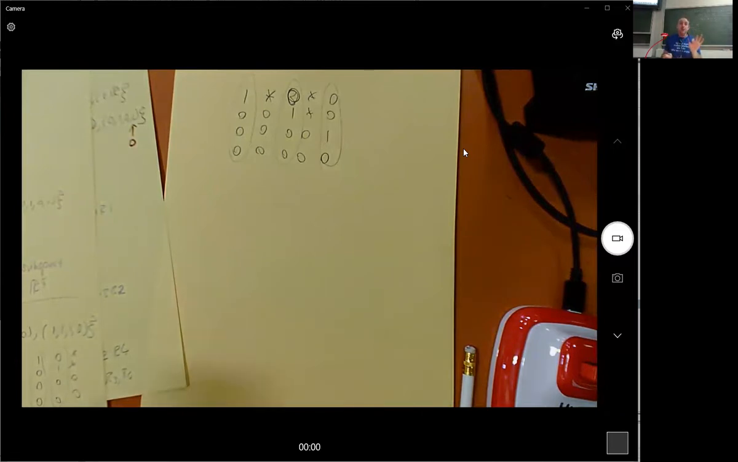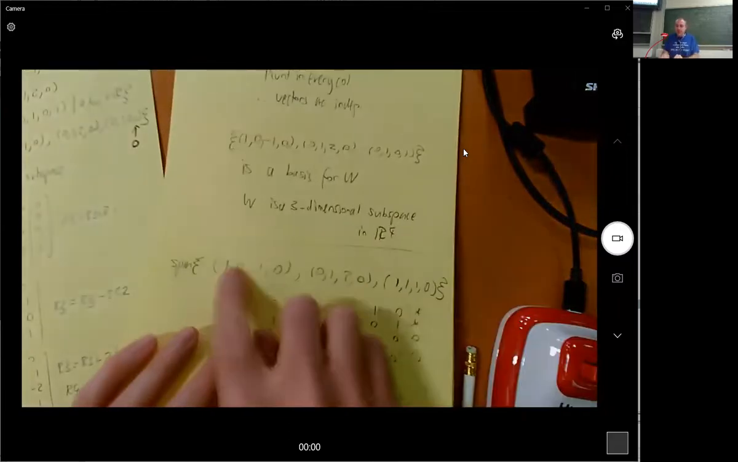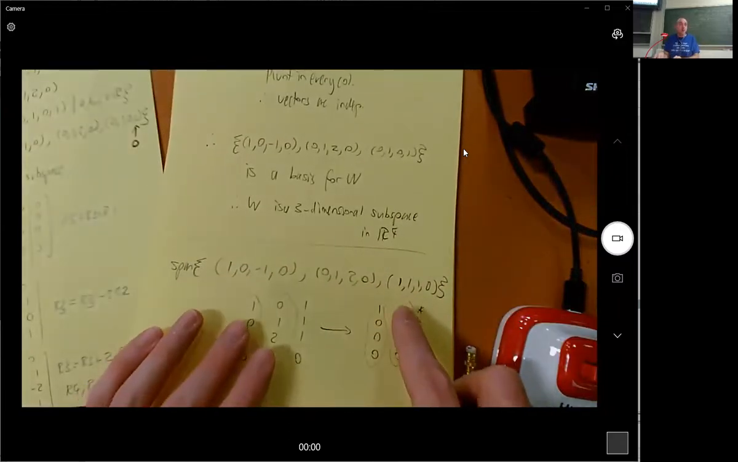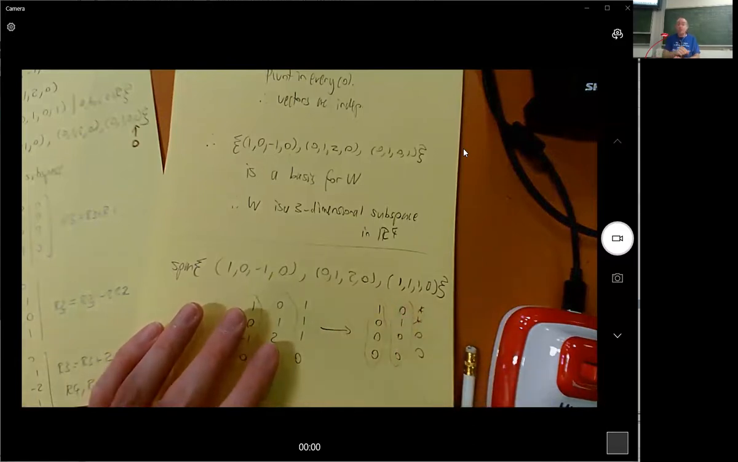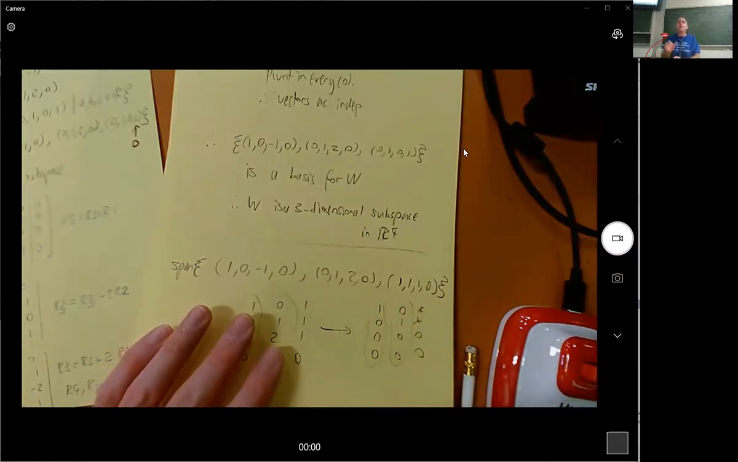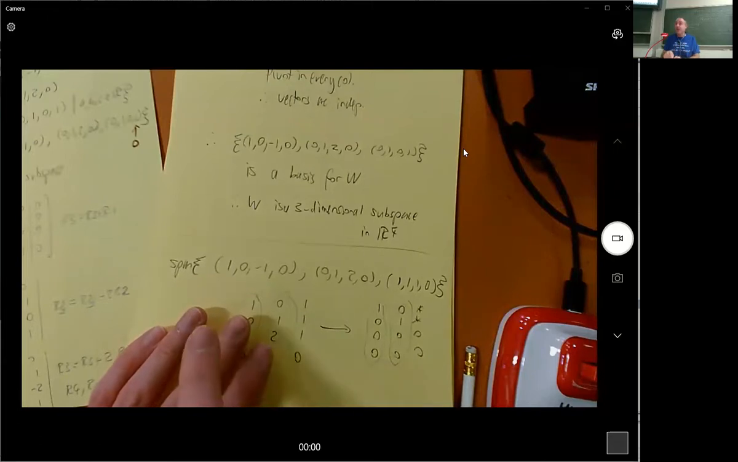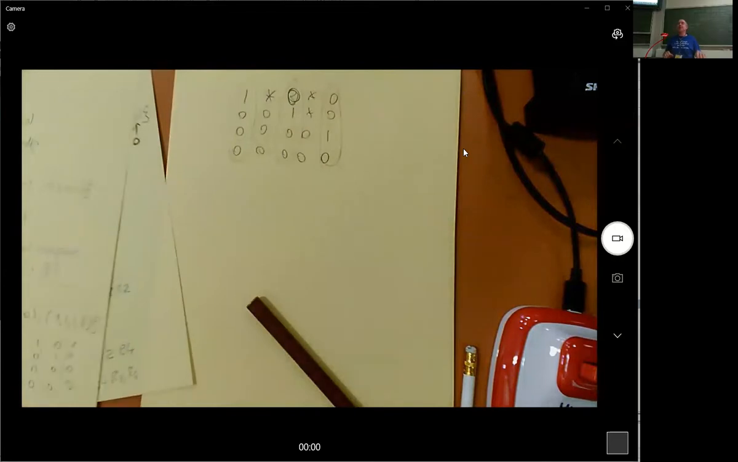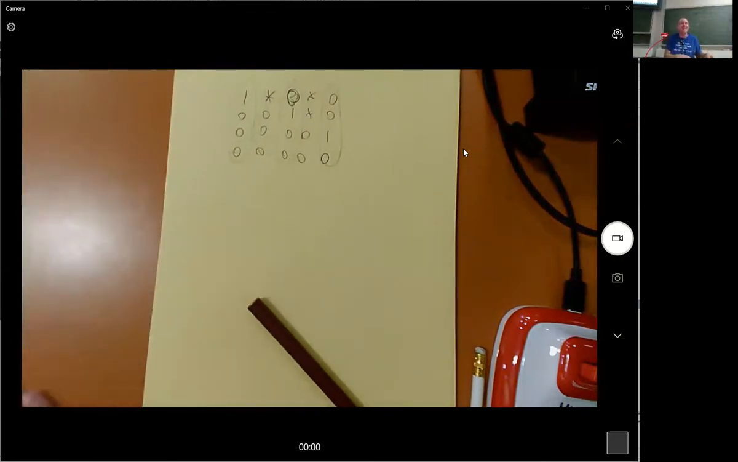I'm going to repeat what you said to make sure I understood it. The vectors inside the span don't have to be independent. That is correct. You can put whatever vectors you want in that spot. But to be a basis, they have to be independent. That is also correct. That is a very excellent summary. Well done. Very happy you said that.